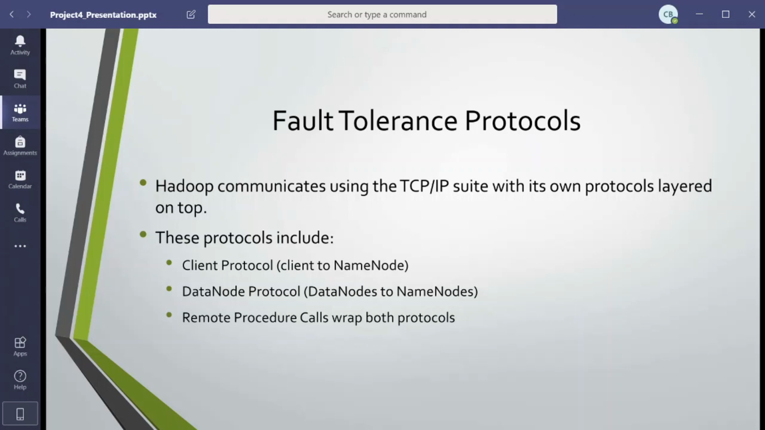Then the name node talks to the data node, and the data node back to the name node, vice versa. This is spoken through the data node protocol. And we try to keep the client from speaking directly to the data node to avoid any corruption that the client could inflict on the data node, because the client doesn't understand how to speak to the data node as well as the name node does. So it's like it goes through a middleman. And then a remote procedure call wraps both of these protocols up with the TCP/IP suite and all of its protocols.